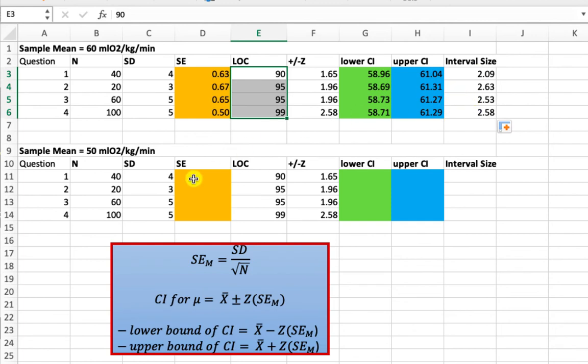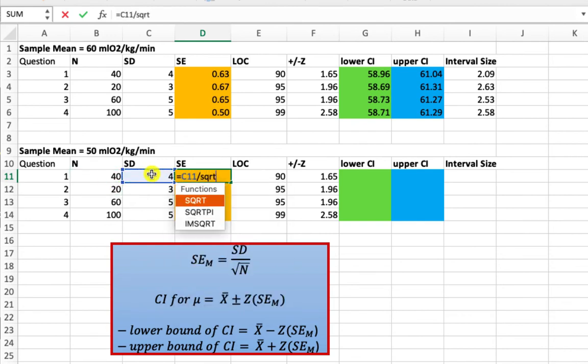Now let's look at an example. Say that our sample mean, instead of being 60, we decrease it to 50. So we'll do the same process: standard error equals standard deviation divided by the square root of our sample size. So we should essentially have the same values here. What's going to change is the mean.